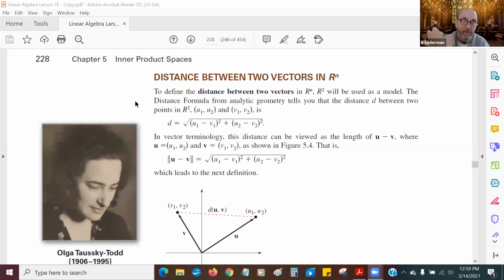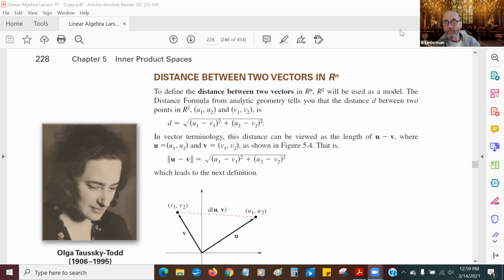So we're continuing in our chapter 5 vector stuff. So now we're going to talk about the distance between two vectors. The distance between two vectors.